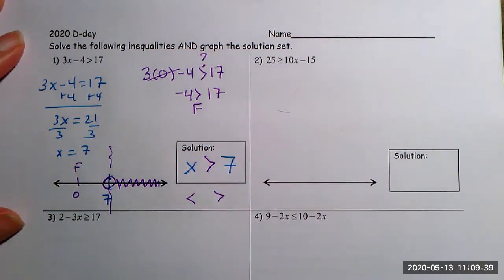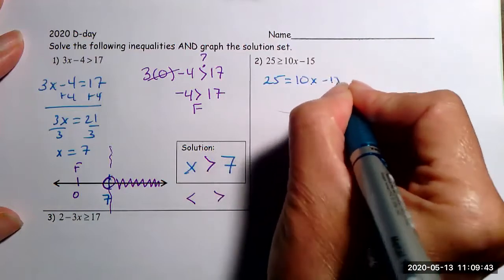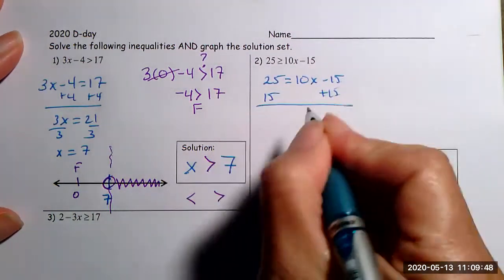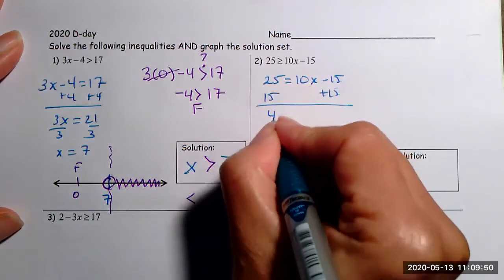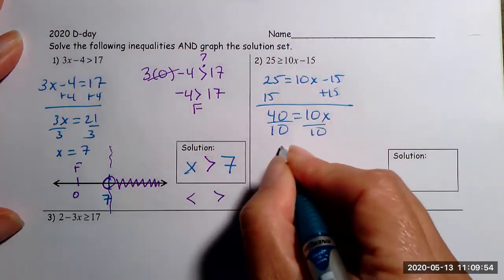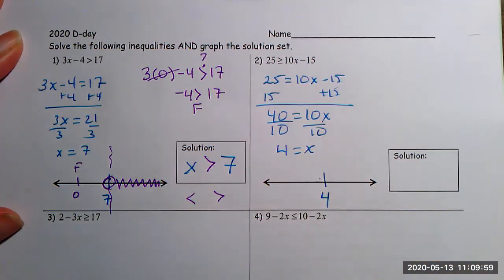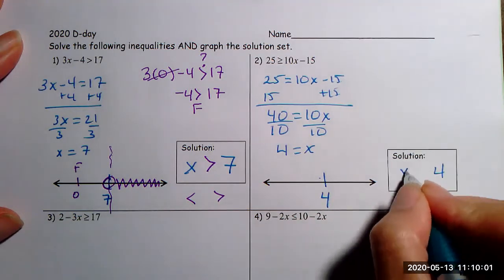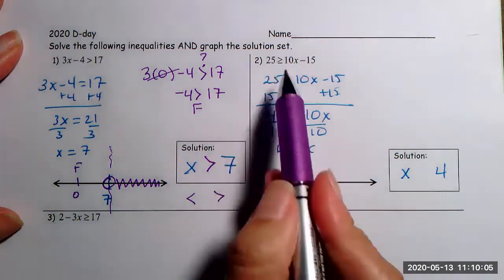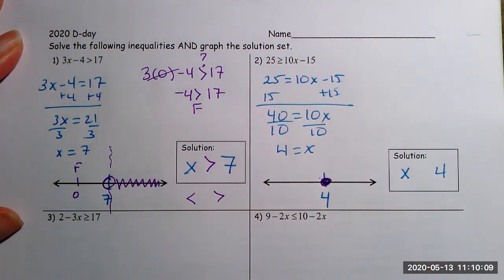All right, let's do the other one. Same thing. I'm going to make this into an equation. We're going to add 15 to both sides. 20, 30, 40 equals 10x. Divide by 10. So 4 equals x, or x equals 4. So either way, that 4 is going to go there. Again, the x and the 4 go there. I need to determine my sign. And notice it's a greater than or equal to, so I'm going to make a solid dot right now so I don't mess that up.